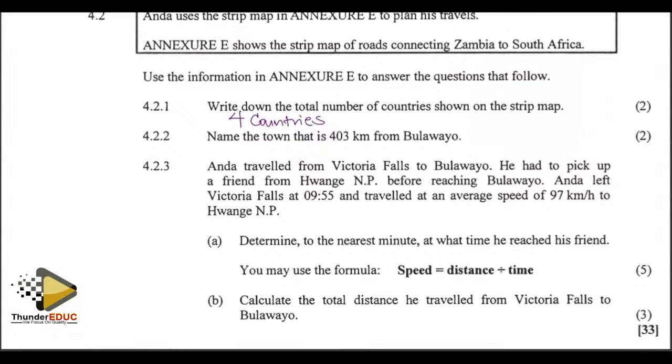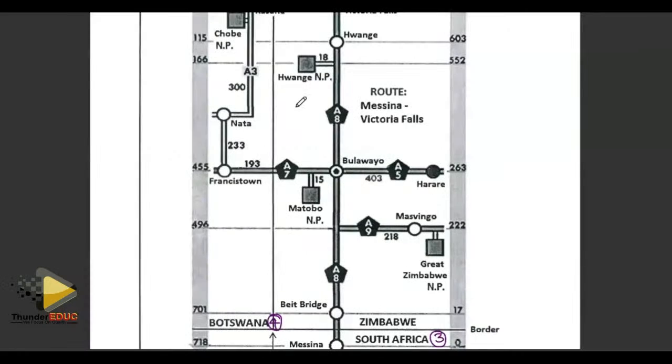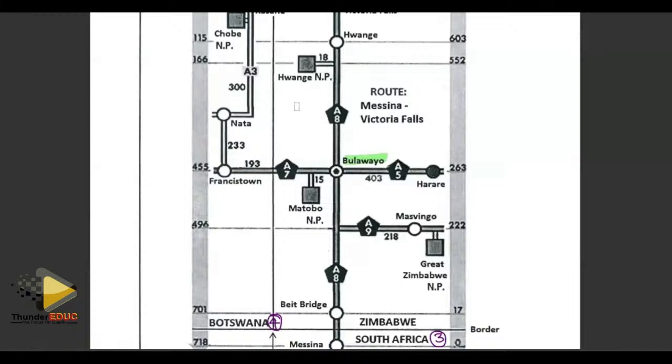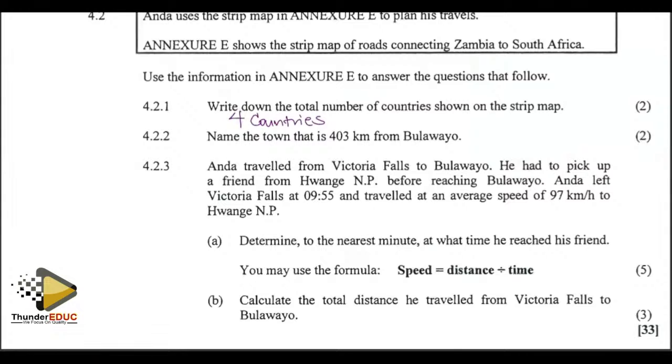Name the town that's 403 kilometers from Bulawayo. First and foremost, identify where Bulawayo is. So this point here, it's Bulawayo. And you're looking for 403 kilometers. So the town there is supposed to be that one there. The town here was supposed to be Nyamandlovu.